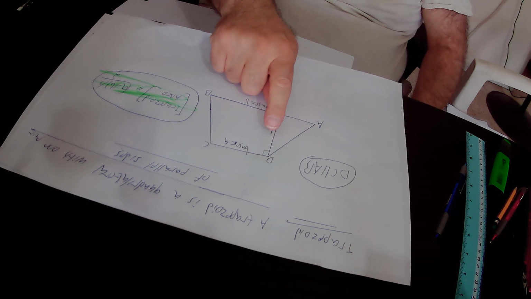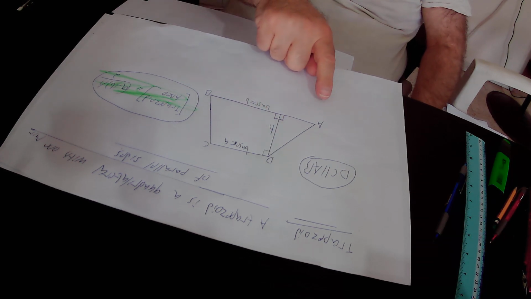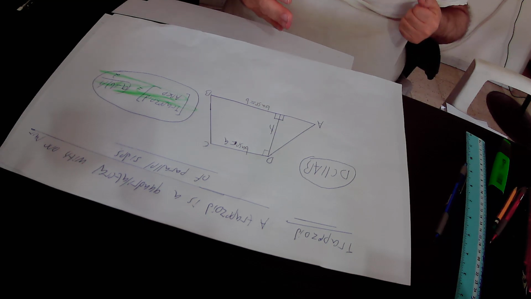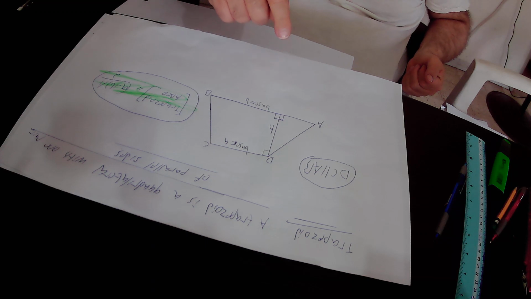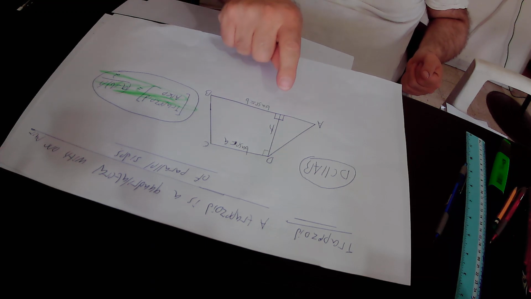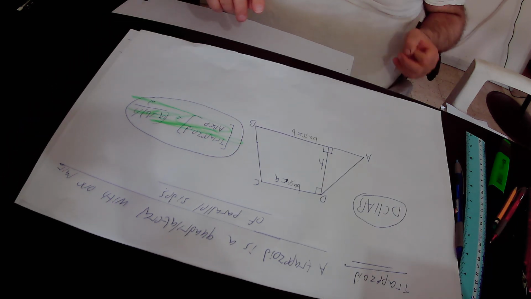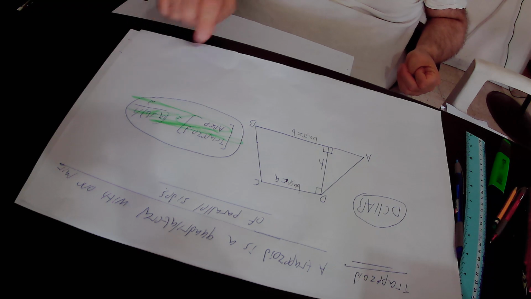If we define the length of side DC as A and the length of side AB as B, then the area of this trapezoid ABCD will be equal to the sum of its two bases, that is to say A plus B, times the height, that is h, over 2. So in total, the area of this trapezoid ABCD equals (A plus B) times h over 2.